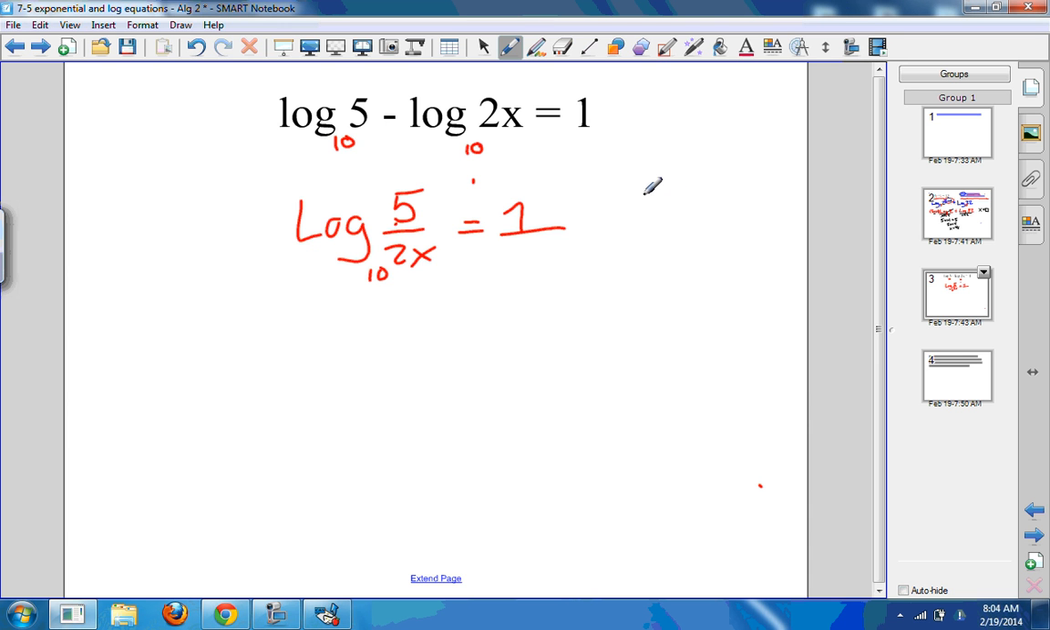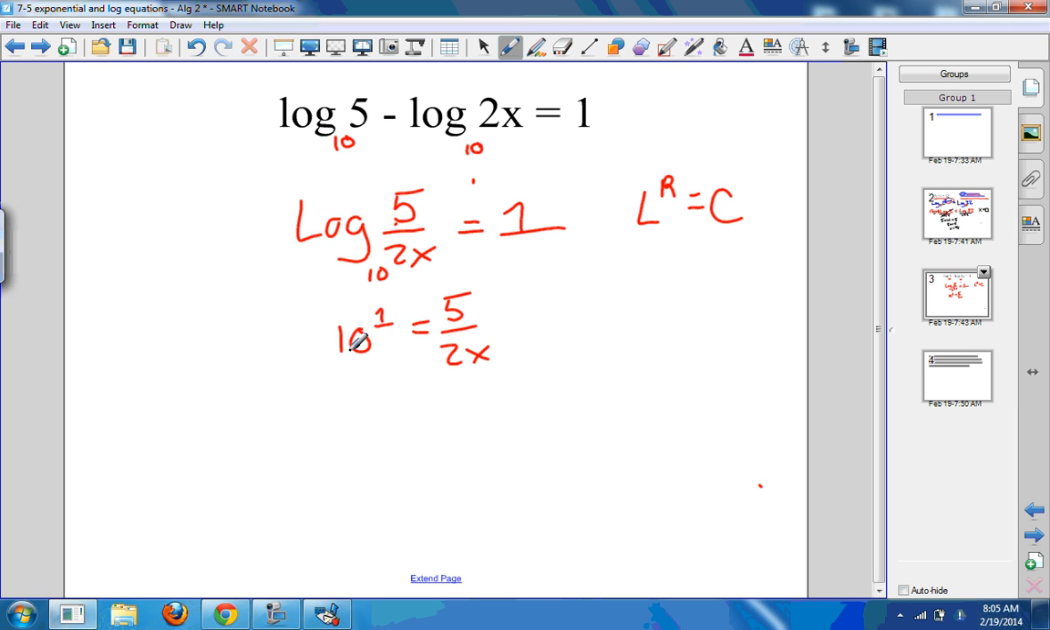Remember, we learned left to the power of the right is equal to the center. And this only works if the log is on the left side. So if it's on the left side, we need to change our equation so it is. So the number on the left is 10 to the power of the number on the right, 1, is equal to the number in the center, which in this case is 5 over 2x.